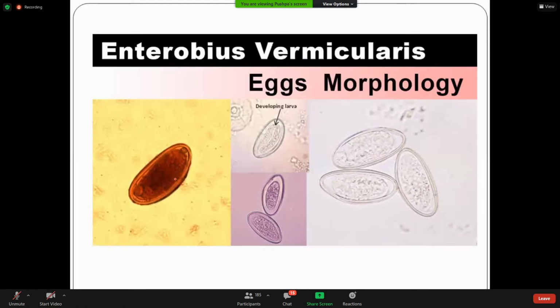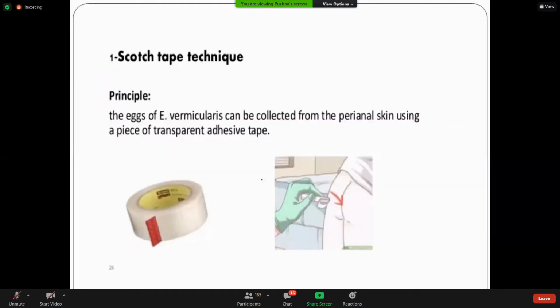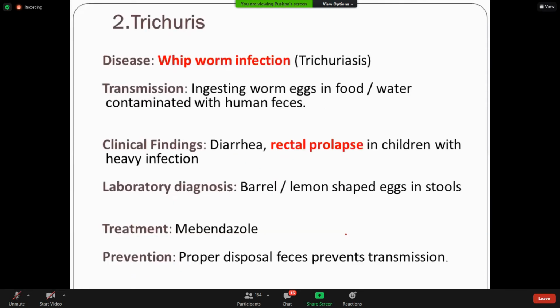So these are the eggs which are seen. You can see the curled up larva inside the egg. Okay, developing larva. It is here. Scotch tape technique. This is scotch tape, which is applied at the buttock part of the kid, and then taken out and applied on the slide, and the slide is observed under the microscope.